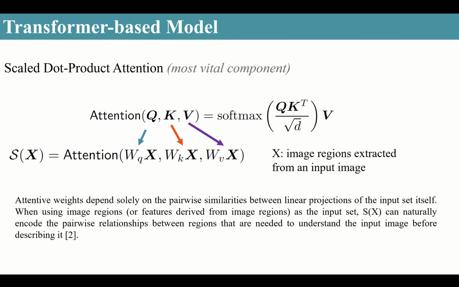In the case of image captioning, Q, K, and V are obtained by linearly projecting the input features, and the operator can be defined as the second equation, where X is the image regions. When using the image regions as the input set, it can naturally encode the pairwise relationship between the regions that are needed to understand the input image before describing it.